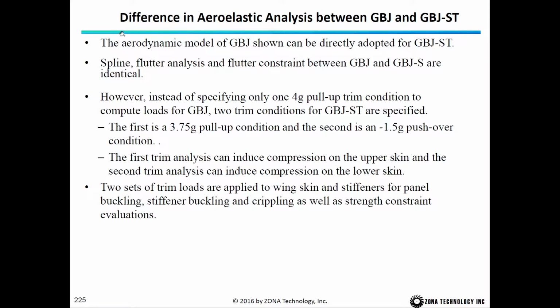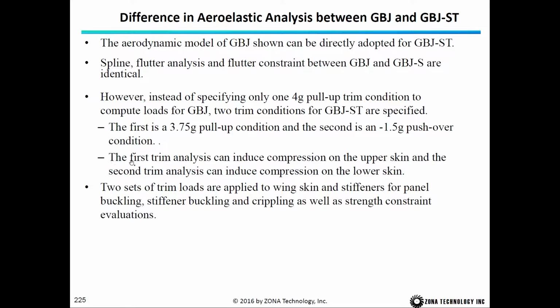The aerodynamic model of the GBJ can be directly adopted for GBJ-ST. Spline, flutter analysis and the flutter constraint between the GBJ and GBJ-ST are identical. However, instead of specifying only one 4G pull-up trim condition to compute the trim loads for GBJ, 2 trim conditions for GBJ-ST are specified. The first one is a 3.75 G pull-up condition, and the second is a -1 G push-over condition.